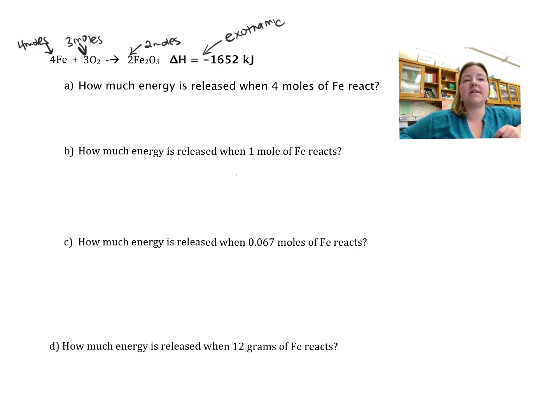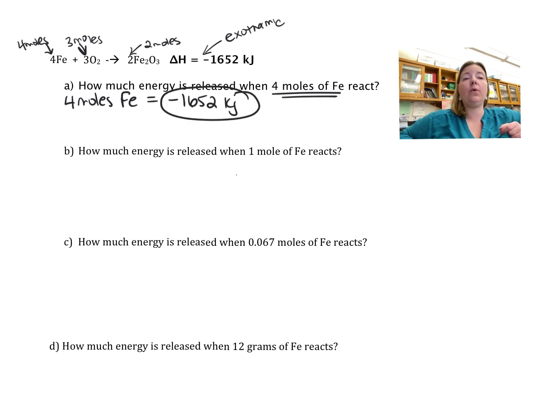So the first question says how much energy is released when 4 moles of iron react. So I'm going to look at iron in the balanced equation, and I see that it has a coefficient of 4 in front of it. So this balanced equation is actually telling me already that 4 moles of iron are going to produce 1,652 kilojoules of energy. That's it. Now, the next question, though, says, well, what if I only have 1 mole of iron?